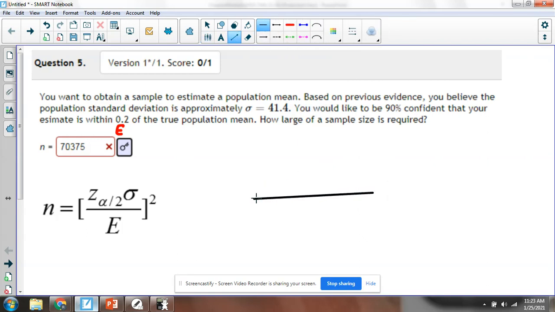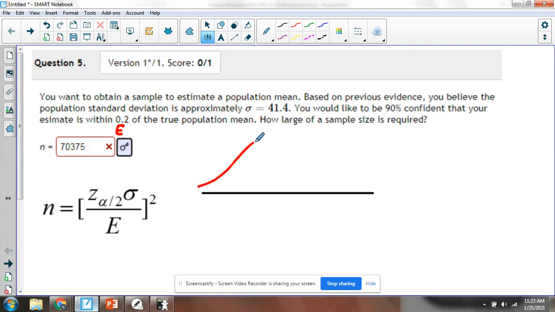So if we look at our standard normal curve, don't mind the sloppy handwriting. This is 0. Looking for the Z values that cut off the middle 90%. I'm looking for this Z value or the negative. Doesn't matter. We'll just go with the positive.